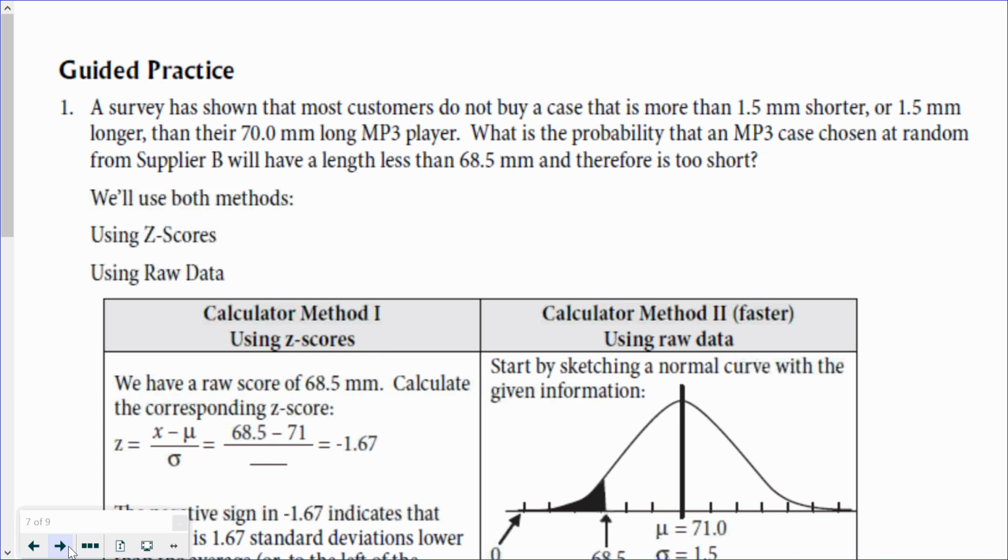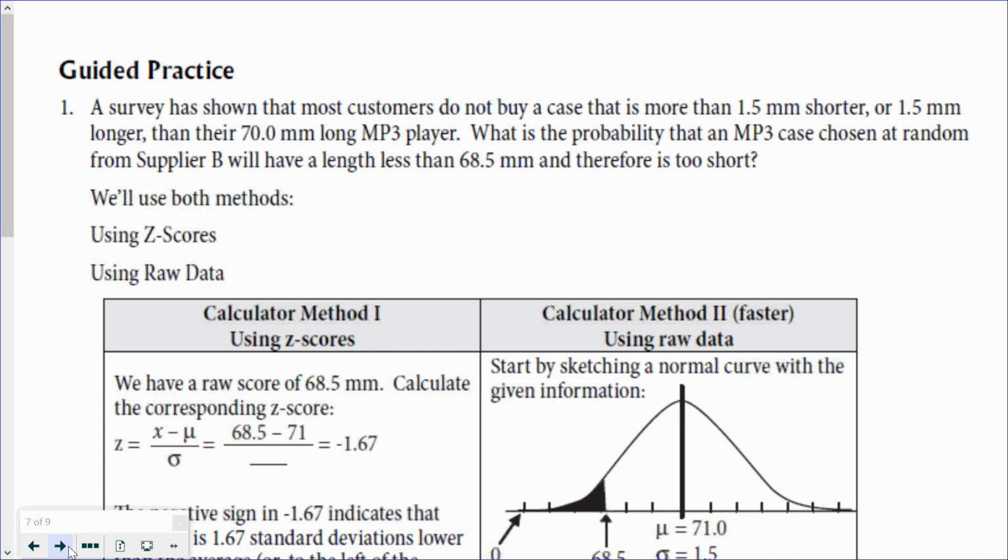So this is still dealing with supplier B. We're going to look at both methods for calculating it. So we have a raw score of 68.5 millimeters. This is looking at method 1. Again, Casio, I'll have to figure out if there's a faster way to do method 1, but I think the only way you can get your z-scores is from that method 2, so you might just spend time only doing method 2. But just to talk about those z-scores again, we have a raw score of 68.5 millimeters.